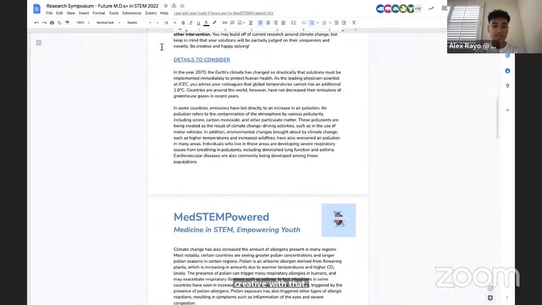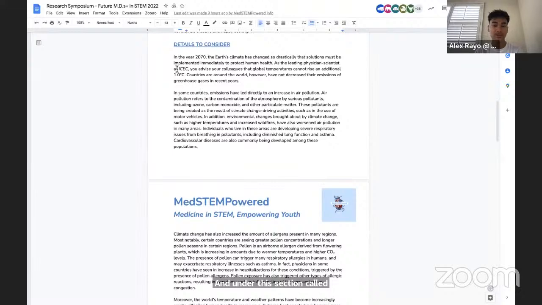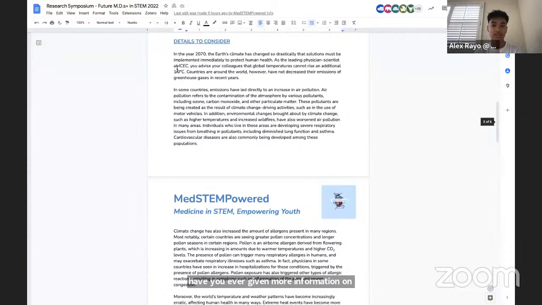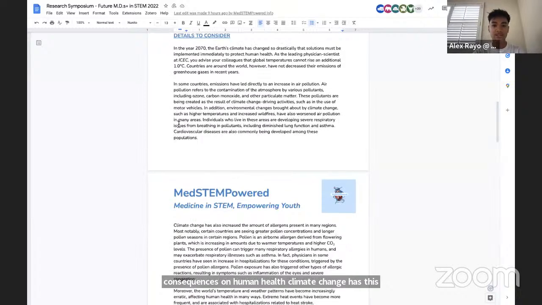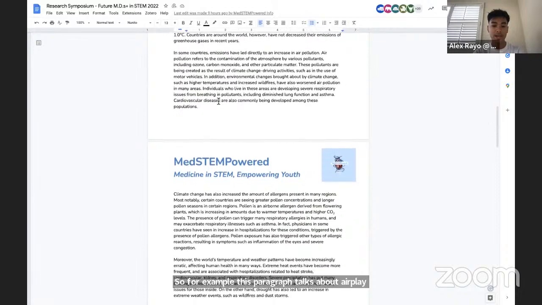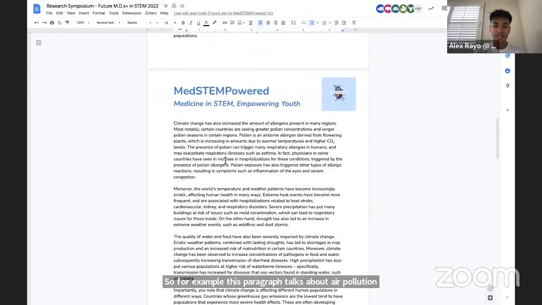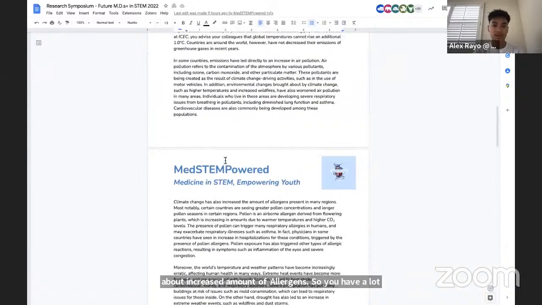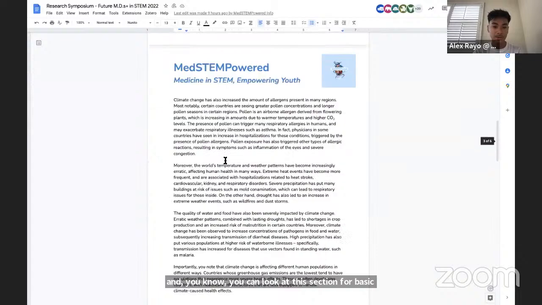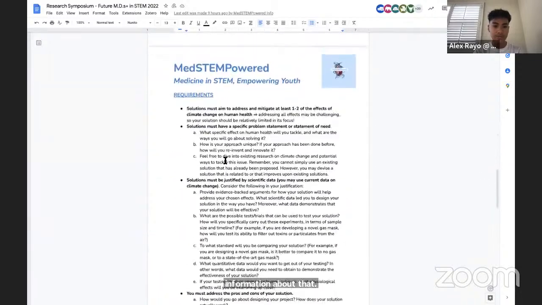And under this section called details to consider, you'll be given more information on what specific consequences on human health climate change has. This section elaborates on these different effects. So for example, this paragraph talks about air pollution and goes into depth about that. This paragraph talks about increased amount of allergens. So you have a lot of information to work with here to choose which effects you want to deal with. And you can look at this section for basic information about that. So go to this page.